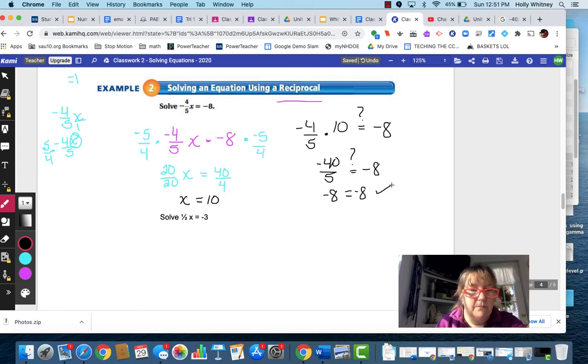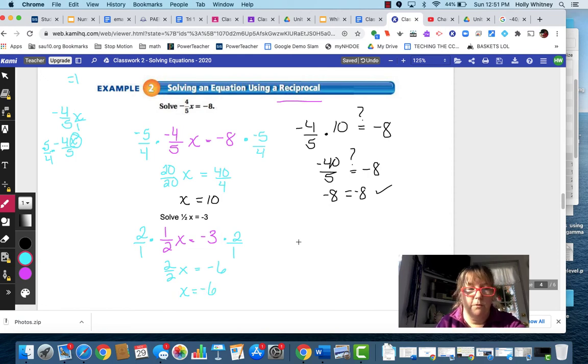All right, let's try another. Let's try 1/2 x is equal to negative 3. Well, I'm going to do the reciprocal. So I'm going to multiply it by 2 divided by 1. If I multiply on one side, I have to multiply on the other side. So 2 times 1 is 2. 1 times 2 is 2. So I get 2 over 2 x is equal to negative 6. That becomes 1. So x is equal to negative 6.